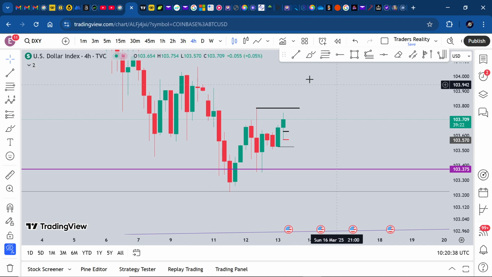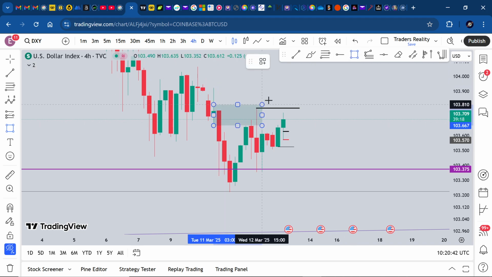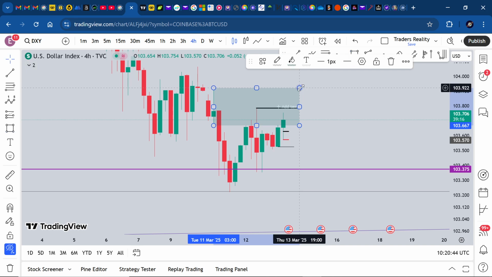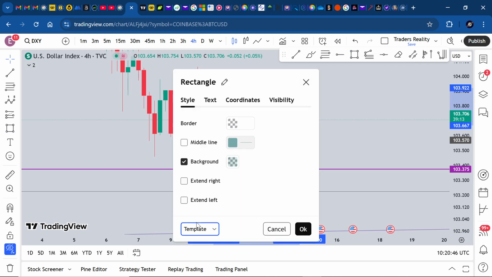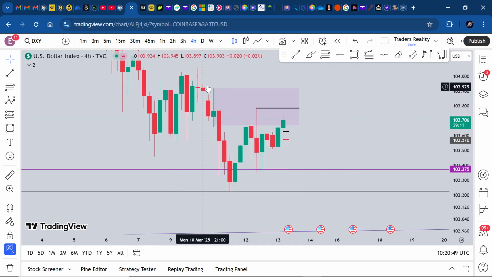This is the previous supply zone right here. This supply zone is the supply zone that's in control right now as well. So if this supply zone is taken out, bullish, yeah. We got a 1, 2, 3, a 4, and a B, C, and 5. Okay, 1, 2, 3. I expect this to distribute.